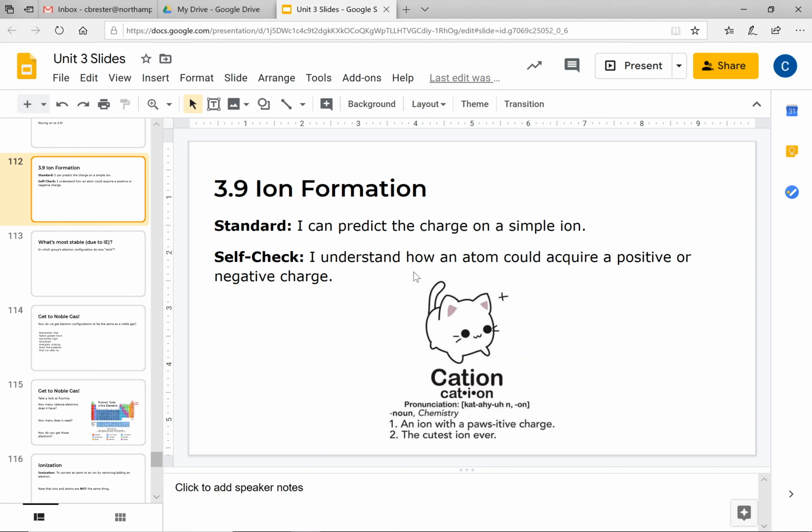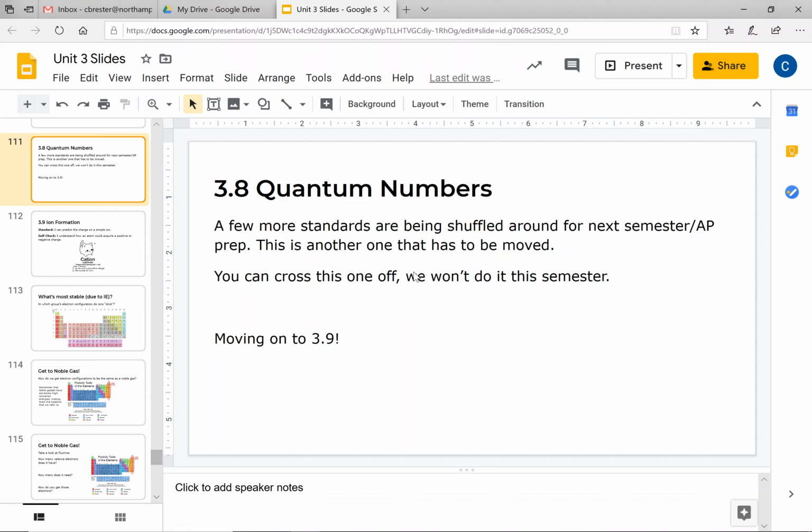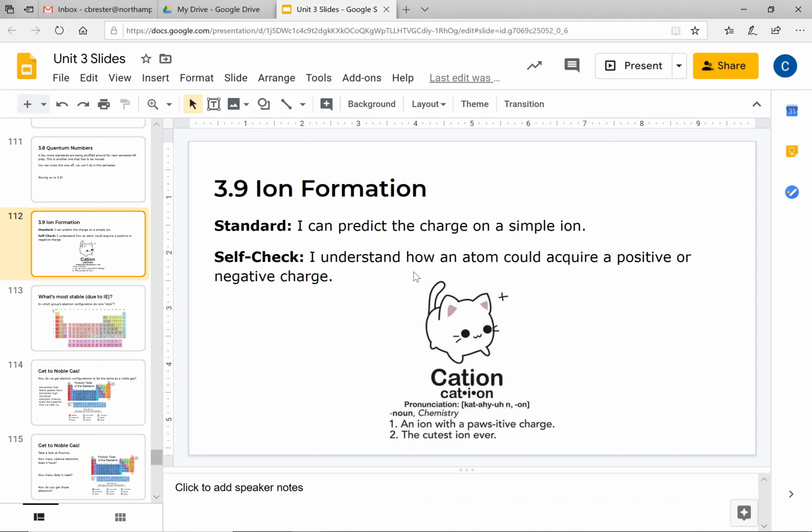I'm doing 3.9 ion formation. You'll notice that we're skipping 3.8 quantum numbers. I was going to skip that originally anyway. It's not really important for us right now, especially now that we are going to be short on time for this semester. I don't think it's something we need to cover, but ion formation is very, very important when we're talking about reactions. So we need to understand how to predict charges on a simple ion.